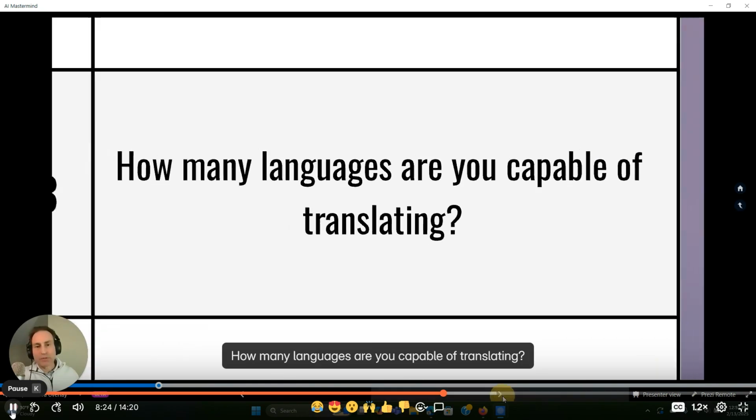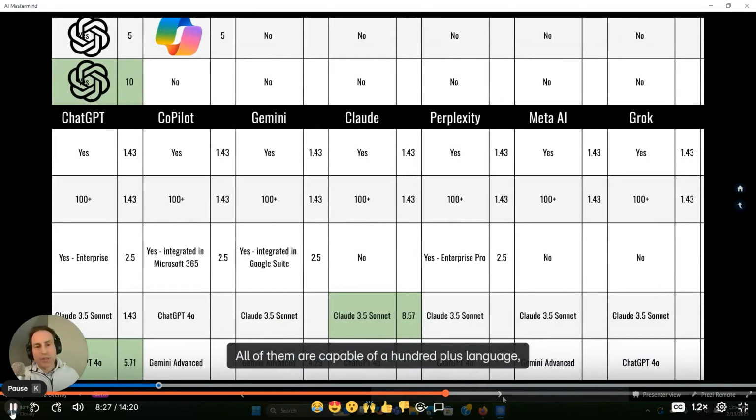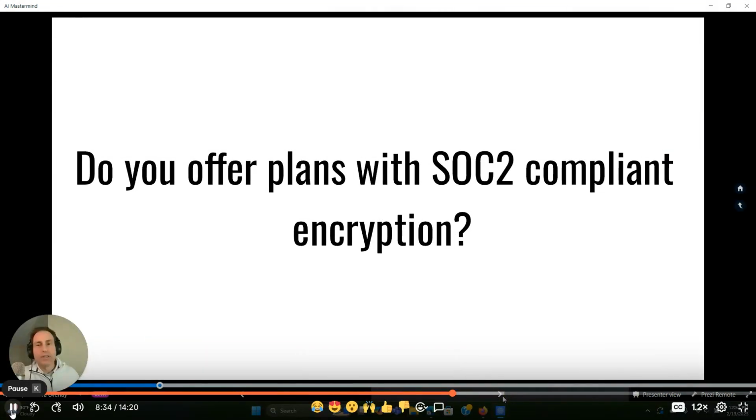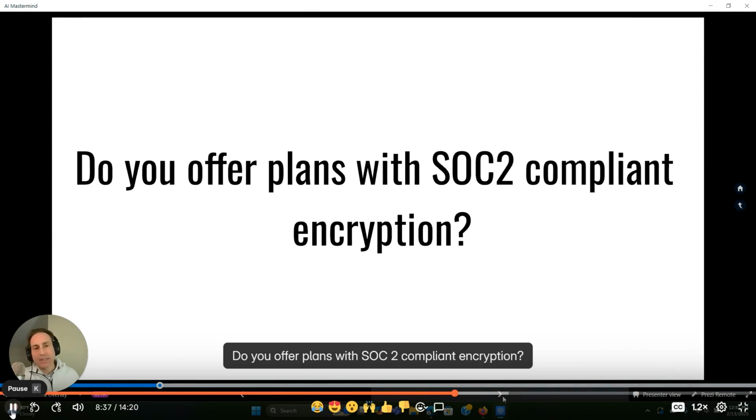How many languages are you capable of translating? All of them are capable of 100 plus languages. That's now become basically a commodity. They all share the points. Do you offer plans with SOC2 compliant encryption?